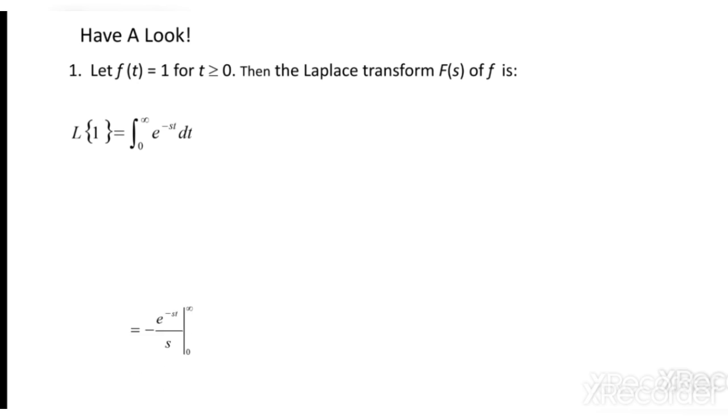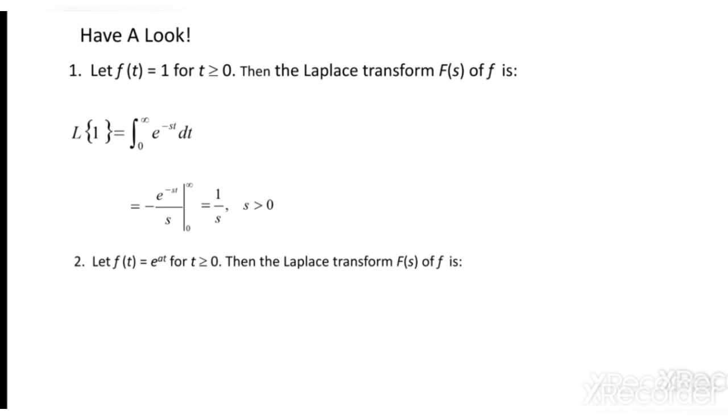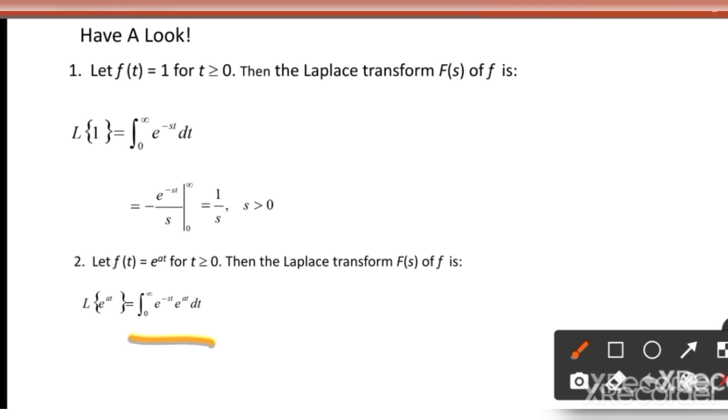So simple integral e power minus st by minus s, apply upper limit minus lower limit, which gives 1 by s where s is greater than 0. So the second one, more I take exponential function f of t is e power at for t greater than or equal to 0. Now if I apply Laplace transform, again e power at you have to multiply with the e power minus st, correct? And the limit should be 0 to infinity.